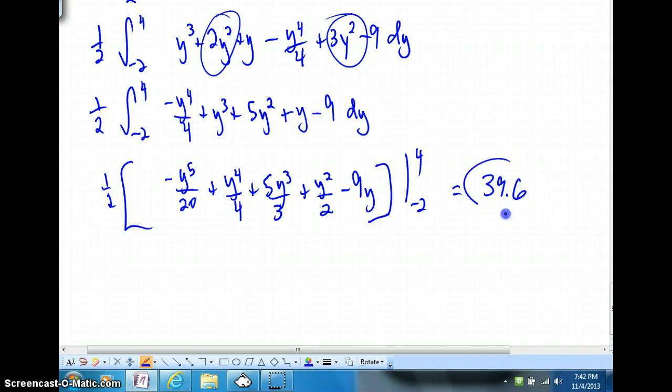Just letting the technology help you out. It's going to be a little ugly raising 4 up to the 5th and having all those fractions, but this could work it out for you pretty quickly. So that's all we've got going on for the end of that lesson. Just wanted to show you a type 2 region. Best of luck to you.